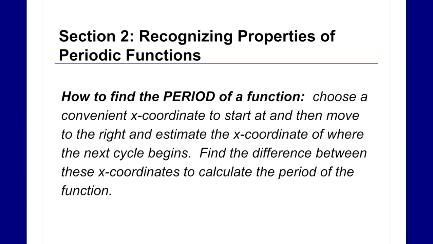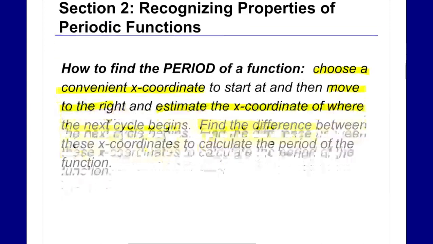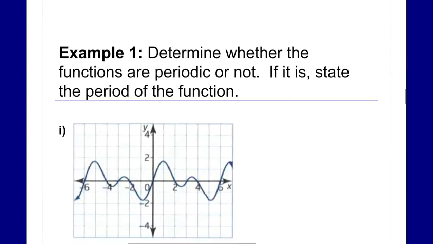So how to find the period of a function. The first thing we're going to do is choose a convenient x-coordinate. We're going to find an x-coordinate that is a nice place to look at, especially in terms of a repeating pattern. We want to find a nice value where we can find the next time it gets to that point. So we choose a convenient x value to start at, and then we move to the right and estimate the x-coordinate of where the next cycle begins. Once we have those two x values, we find the difference between them, and that is going to be our period.